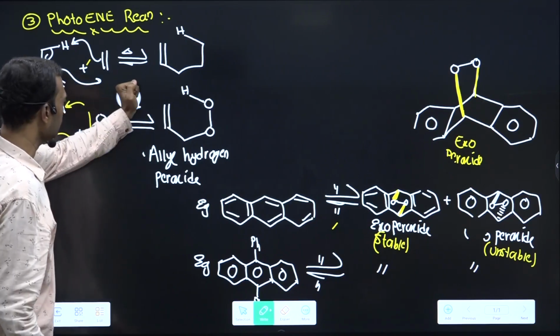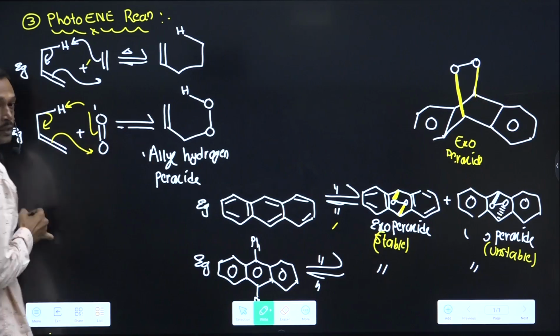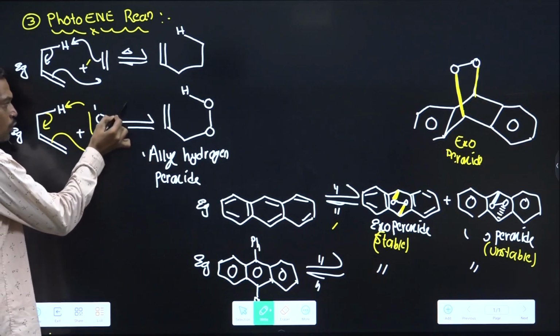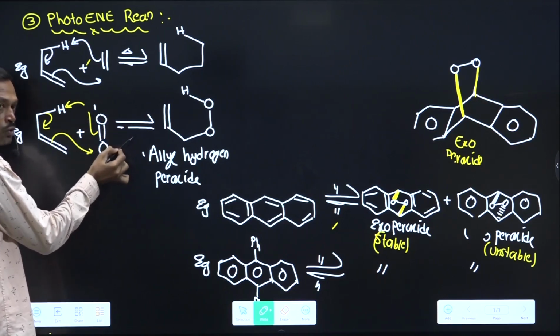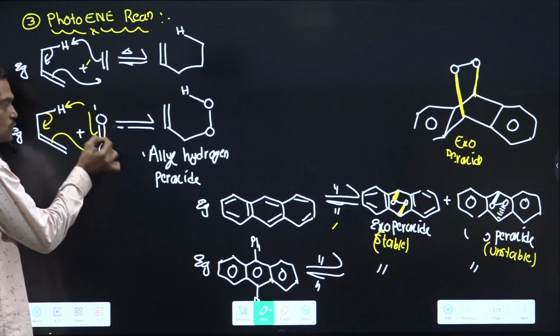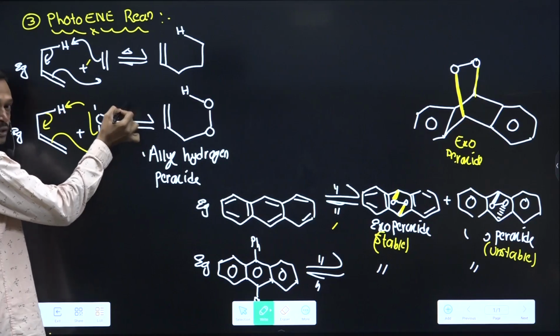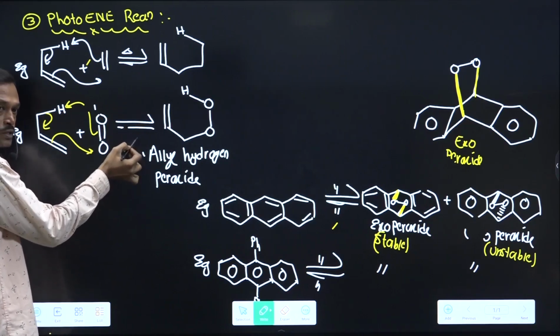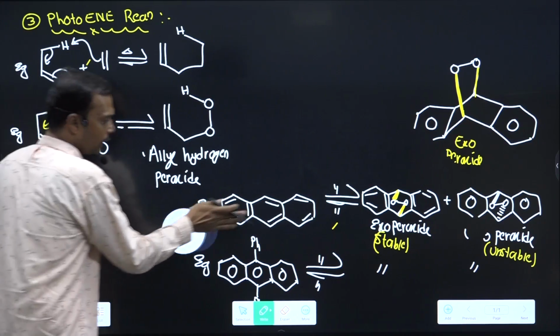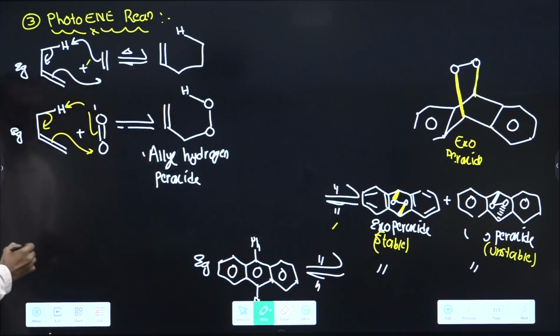Simply I am writing this symbol as 1. If they give 1, they won't mention the photochemical symbol or the photosensitizer. Suppose if they do not mention 1, it means it is triplet oxygen. At that time they will mention the photochemical symbol with a photosensitizer. Okay? So that is the Photo-ene reaction.